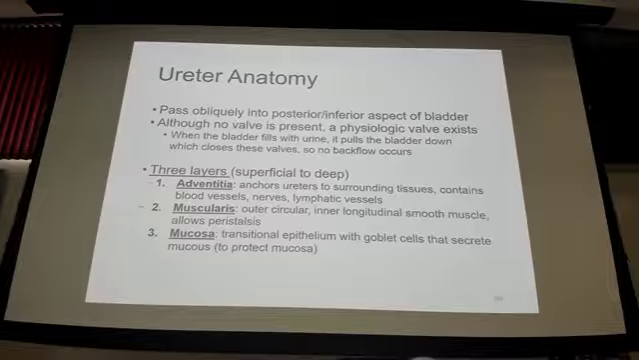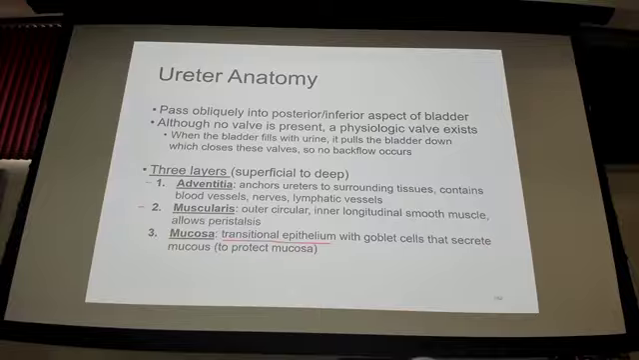And then the mucosa. One other word, actually, let me ask, does anybody know what transitional epithelium is? It's able to expand, right? And it's able to extend. The other name for transitional epithelium in this system is urothelium. So if you ever see the word urothelium, it means the same stuff.